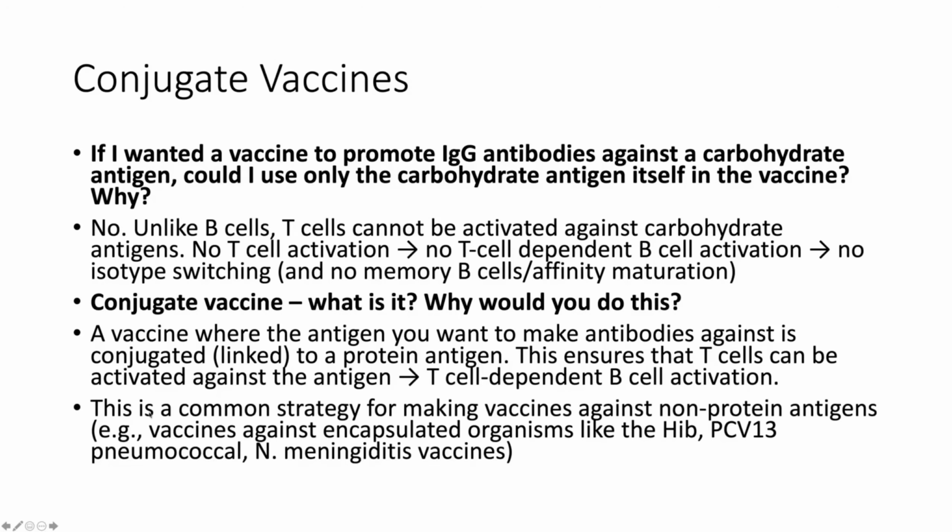So yeah. Note that this is a very common strategy for making vaccines against non-protein antigens. Like Hib, right? The Haemophilus influenzae type B vaccine is a conjugate vaccine. The pneumococcal PCV13, that's the conjugate one. There is an unconjugated version of the pneumococcal vaccine, but the PCV13 is conjugated. And then the Neisseria meningitidis vaccine is also conjugated. But again, it's all to do this: to make better antibodies, to make IgG antibodies.